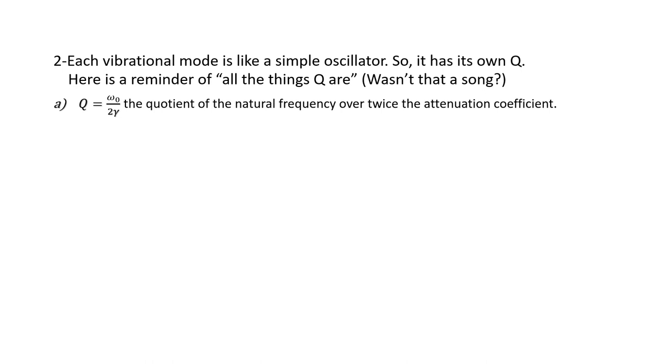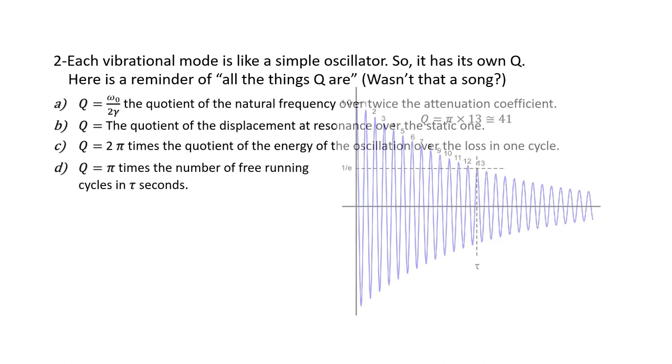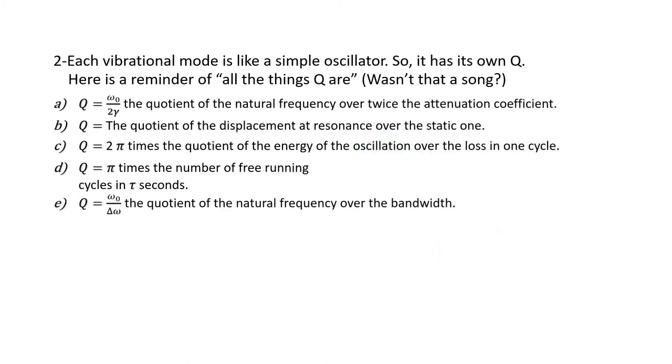A. Q is the quotient of the natural frequency over twice the attenuation coefficient. B. Q is also the quotient of the displacement at resonance over the static one. C. Q is 2 pi times the quotient of the energy of the oscillation over the loss in one cycle. D. Q is pi times the number of free run cycles in tau seconds. And finally, E. Q is the quotient of the natural frequency over the bandwidth.